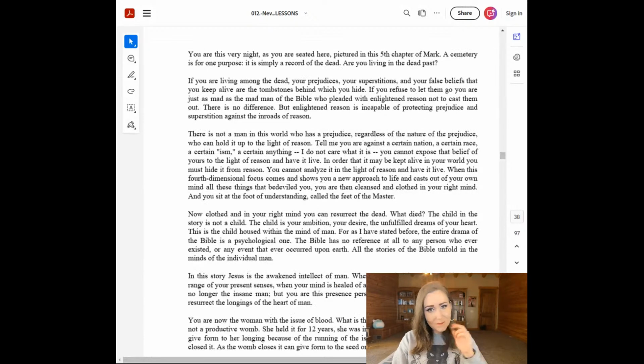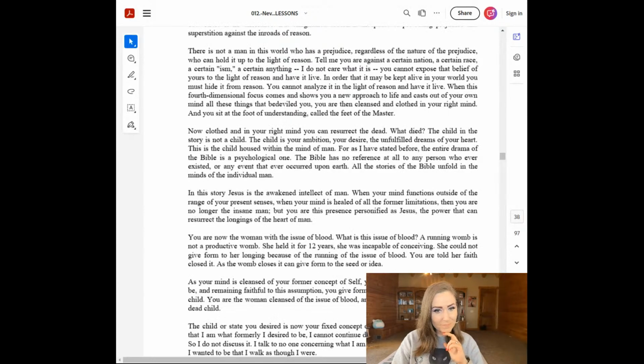So he's also saying that what we need to do is make sure that we're not living in the dead past. Are you living in the dead past? Are you living in your old fears and superstitions and beliefs? Are you keeping alive the old man, so to speak? We need to be mindful of these things.